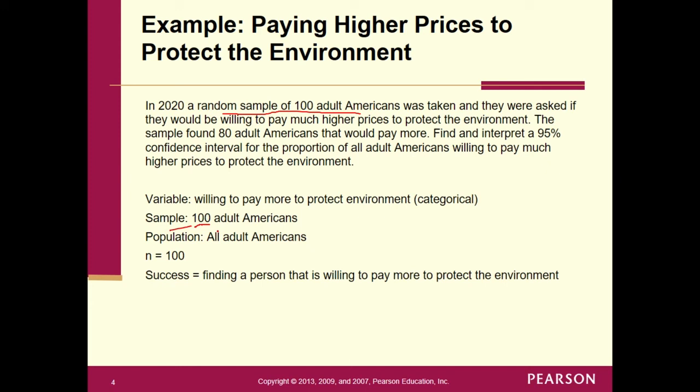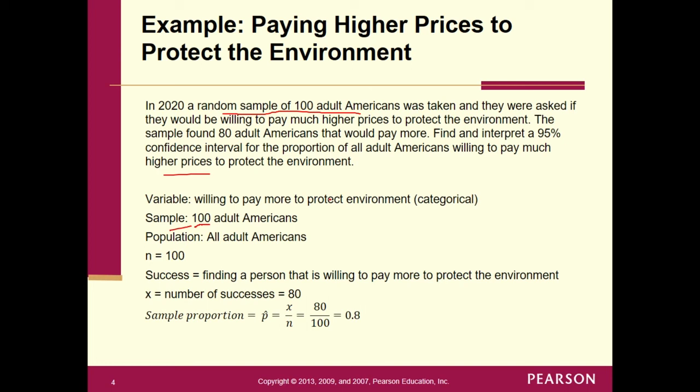Remember, success is not either good or bad. It's just how the problem is defined. And we're trying to find a 95% confidence interval for a proportion that is willing to pay higher prices. That means every time we find a person like that, success. How many successes did we have? We had 80. That's x in the problem. So the sample proportion, which is p hat, is 80 over 100 or 0.8. So we had 80% or 0.8 of our sample that said, yep, willing to pay higher prices to protect the environment.